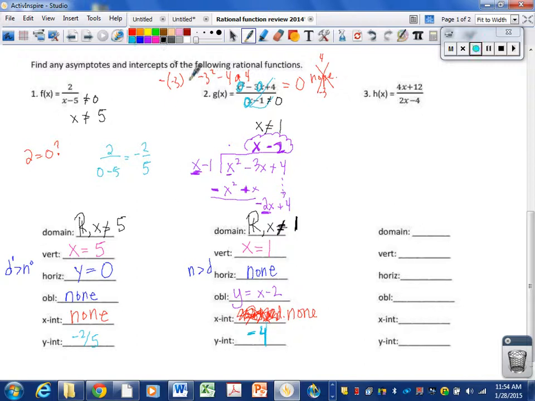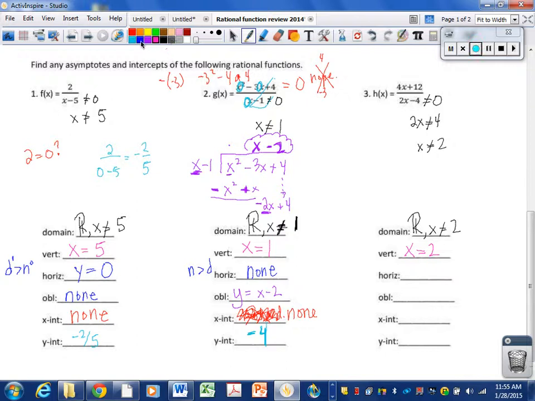Okay, the third example here, domain, you set your denominator not equal to 0 once again. 2x cannot equal positive 4, so x cannot equal 2. So all reals as long as x does not equal 2. Which means your vertical asymptote is x equals 2. Because it's an equation of a line, this is a restriction.